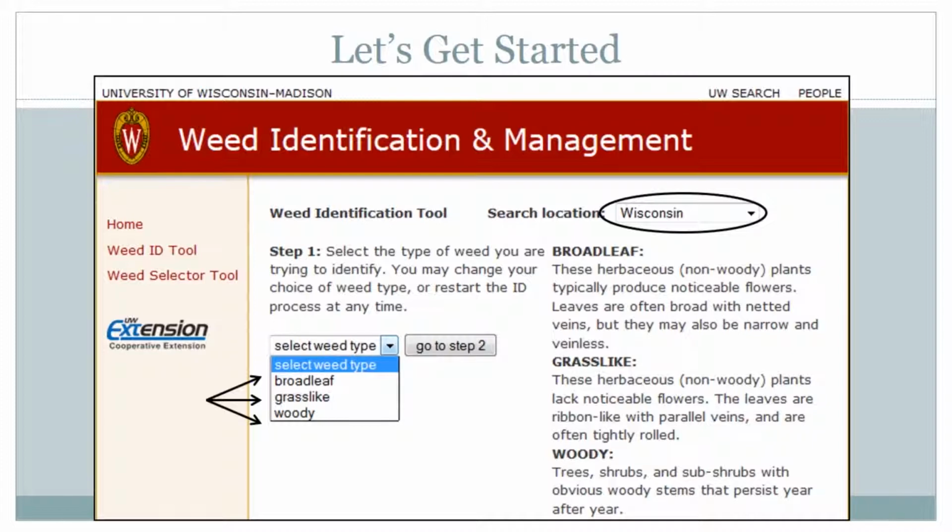There are many plants that are listed in more than one category. For example, first-year woody plants may appear to be broadleaf weeds, and you can get to these by selecting either.